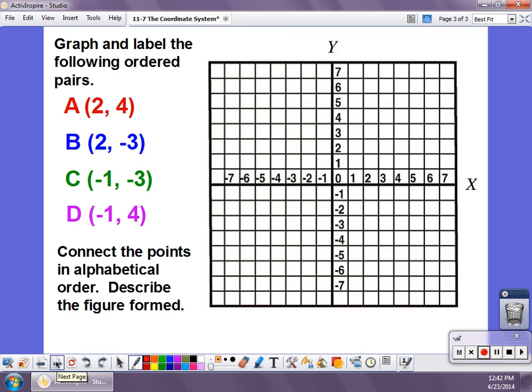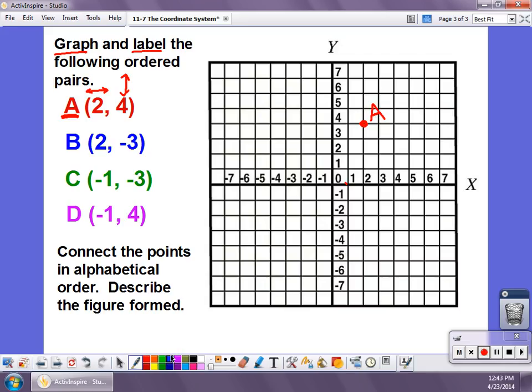All right. Now finally, we want to be able to put dots on our graph in the correct places. So here it says graph and label the following ordered pairs. So I'm going to put point A here at point 2, comma 4. Now remember, X comes first. X tells me how far to the right or the left I'm going to go. Y tells me how far up or down. So since this is a positive 2, I'm going to start here, and I'm going to go to the right 2 places. My Y value says 4, so I'm going to go to the top 4 places. So over 2, up 4, and that is point A, so I'm going to label it with an A.